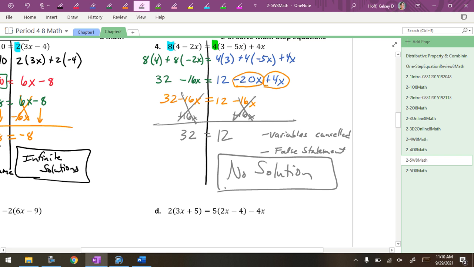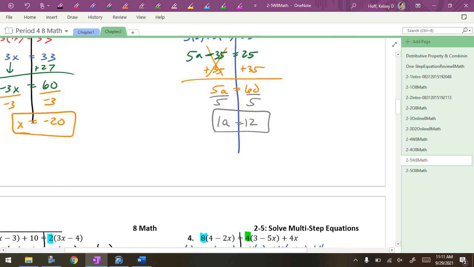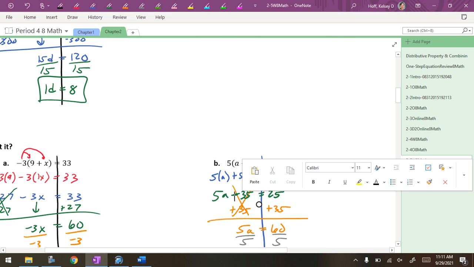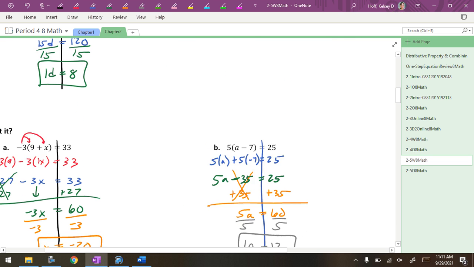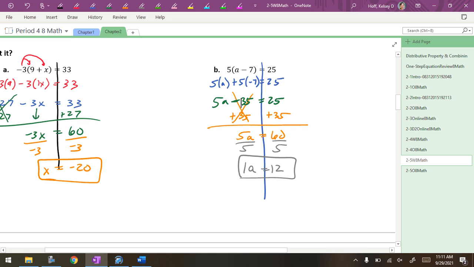I'm going to warn you, everybody gets happy about no solution and infinite solutions, and they start writing that on every problem. That only happens if your variable cancels. All the problems on the front still had a variable. D was 8, X was negative 20, A was 12. Those have an answer. So don't just automatically assume your variables are going to cancel and you get to write one of those.